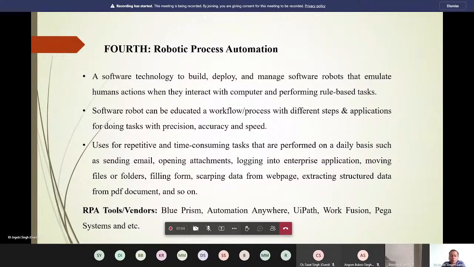It is used for repetitive and time-consuming tasks that are performed on a daily basis, such as sending email, opening attachments, logging into enterprise applications, moving files or folders, filling forms, scraping data from web pages, and extracting structured data from PDF files. These are some of the tasks that can be automated using RPA. Some of the RPA tools or vendors are Blue Prism, Automation Anywhere, UiPath, WorkFusion, Pega Systems, etc.